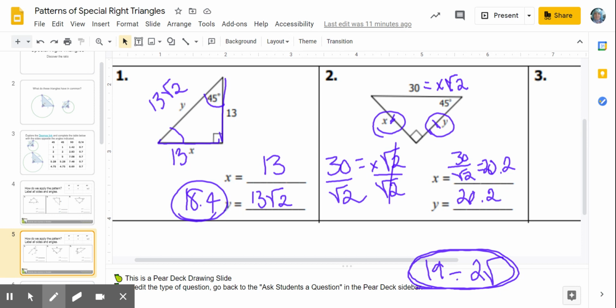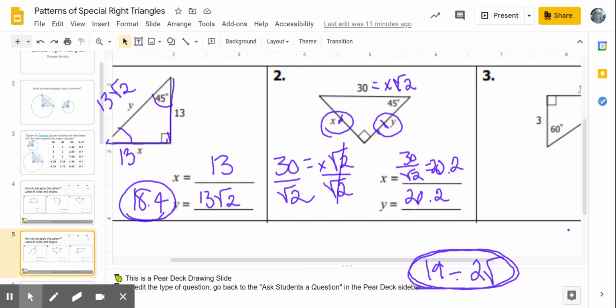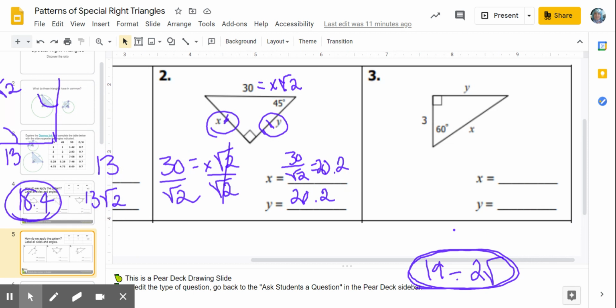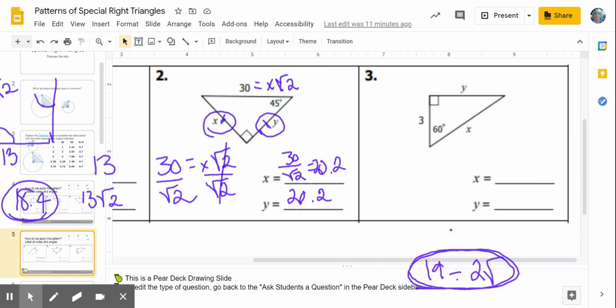These shortcuts are used a lot in a couple of very specific places in math, but they like to be tested a lot, especially on the SAT. I'll be honest, with COVID, I have no idea if the SAT is going to continue to be a thing for you, but this is definitely something that is helpful on the SAT. What would I do with number 3?